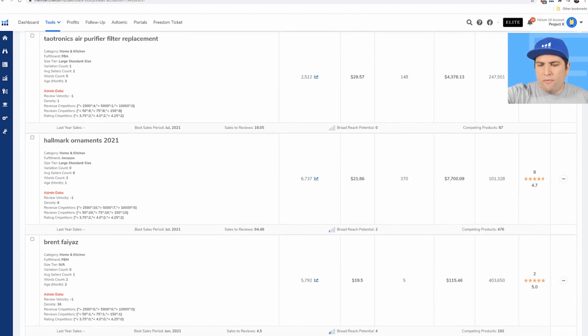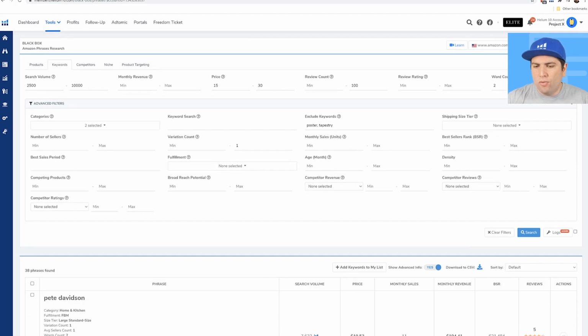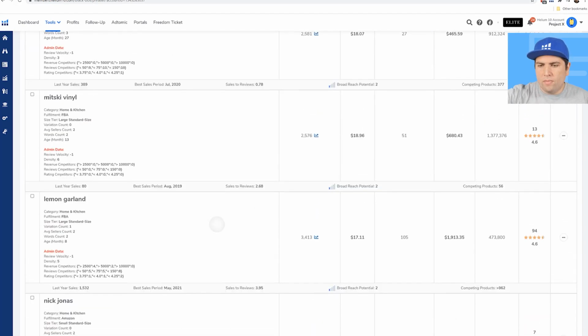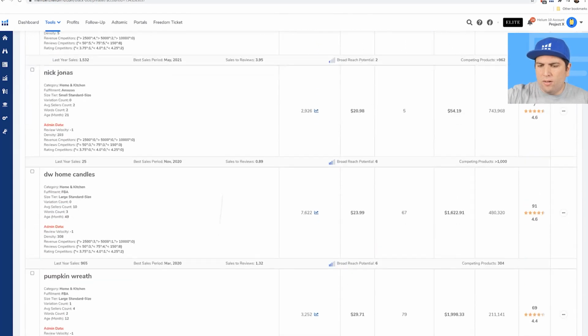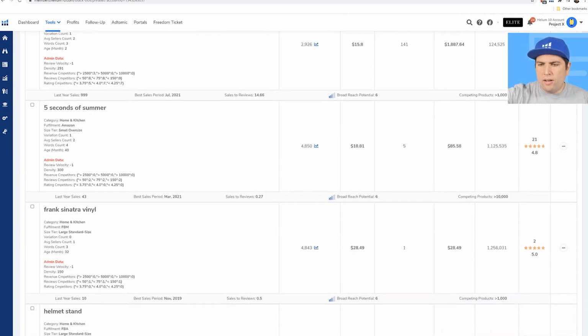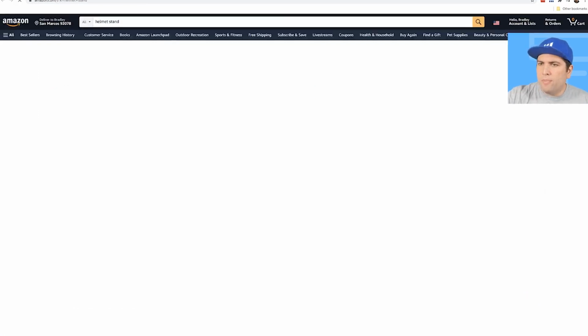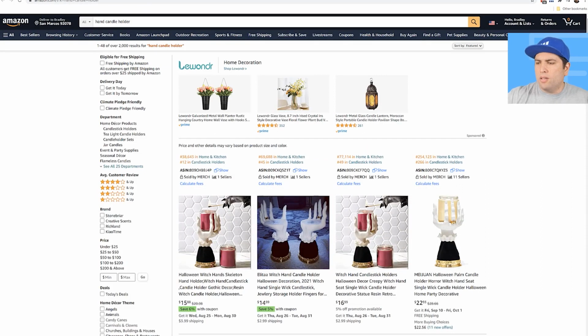Let's just see. I want to find maybe one more keyword that I can search for here. All right, here we go. Lemon garland. That sounds interesting. Pumpkin wreath. That could be interesting. Helmet stand. Is that like for motorcycles? Let's take a look at that. All right, so let's just take a look at the couple that we saw here.